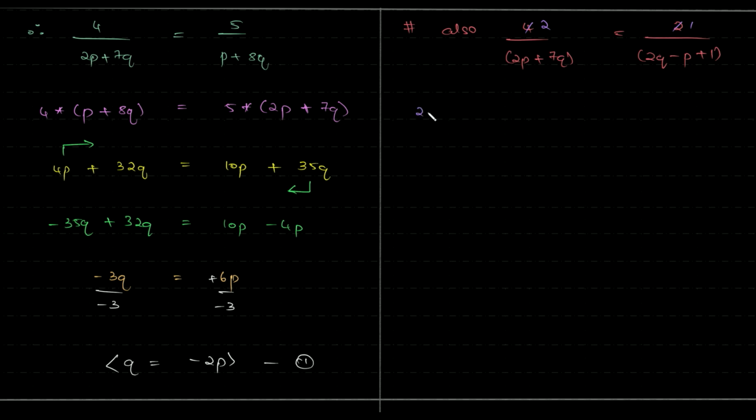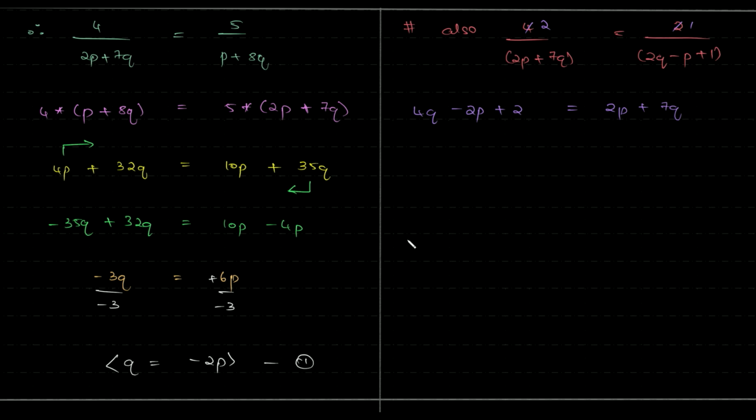So we have 2 times 2q, that is 4q. I'm just directly writing it, minus 2p plus 2. Again, you can do this if you want to. You can go with this method wherein you're writing step by step. So it's left to you. So that is equal to 2p plus 7q.